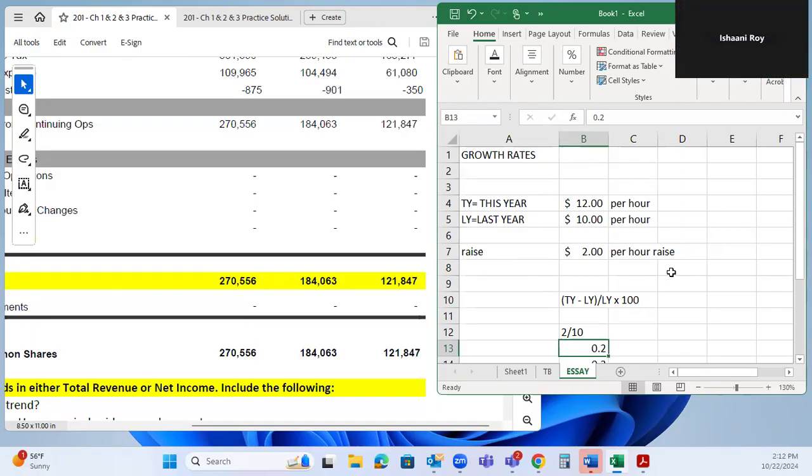I got negative 33.80. Can you walk me through your math? So we started at 121,000, now we're at 184,000.